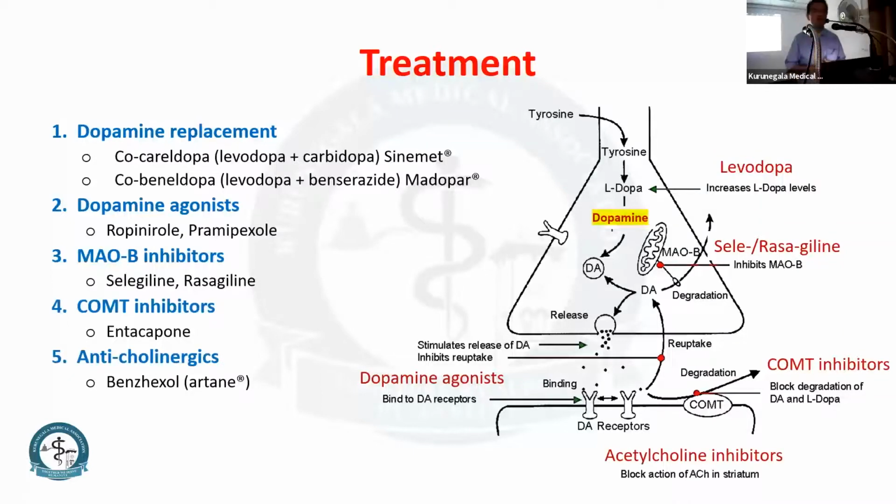Then we use anticholinergics like benzhexol, because there is an imbalance between the amount of acetylcholine and the dopamine in the brain when there's dopamine depletion. That has nothing to do with the dopamine pathway or keeping the dopamine, but is just to make up the imbalance. Then we have the antiviral amantadine. Again, amantadine, you can see down there, prevents the reuptake of dopamine.